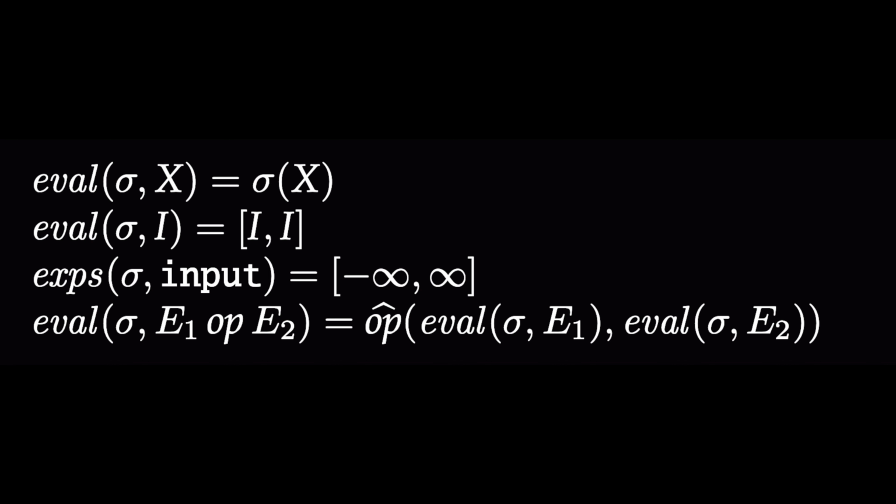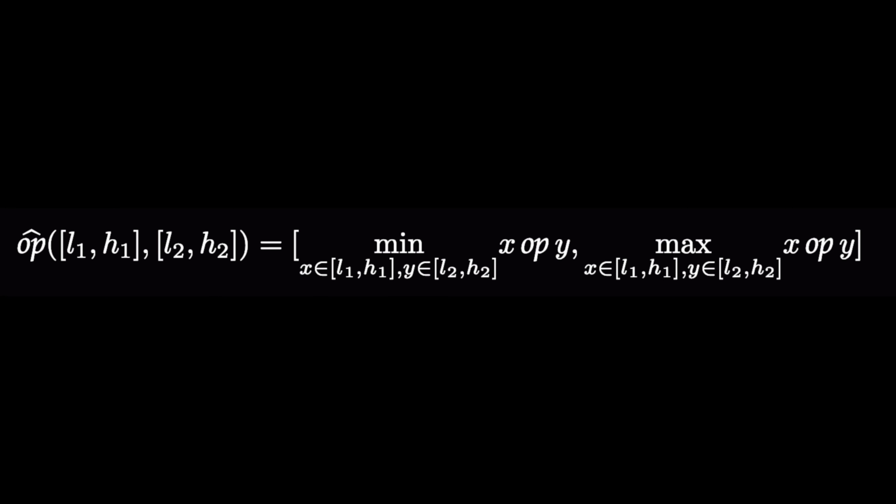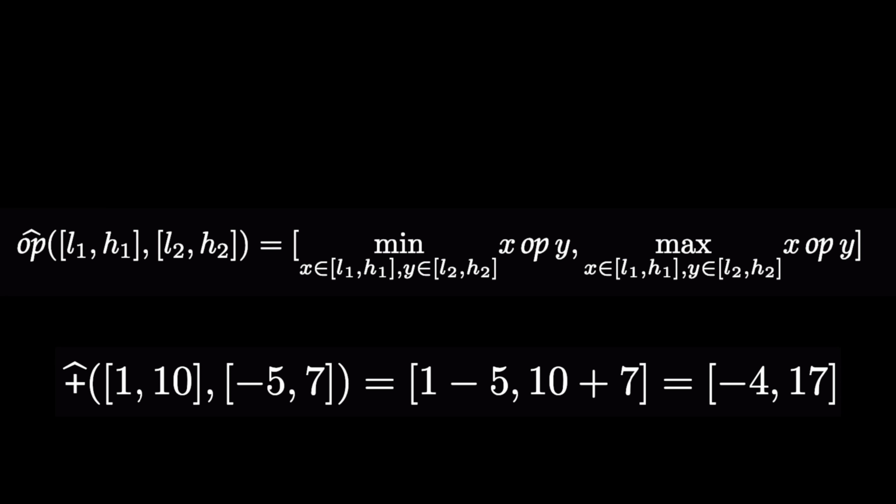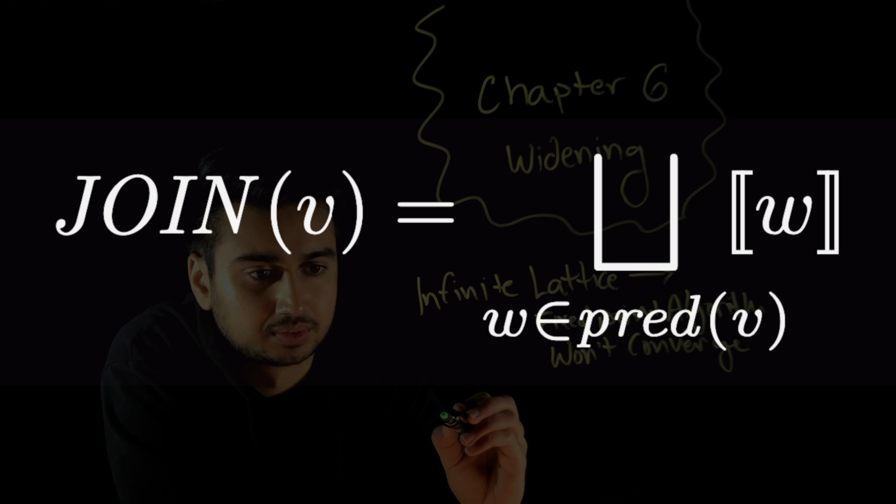To abstractly combine intervals, we'll consider the set of every possible value of each side of the expression and find its minimum and maximum. For example, if we see a binary expression where one side is between 1 and 10 and the other side is between negative 5 and 7, and we're adding them together, we'll consider every possible sum of x and y where x is between 1 and 10 and y is between negative 5 and 7. Obviously, this is minimized when you pick x to be 1 and y to be negative 5, and maximized when x is 10 and y is 7.